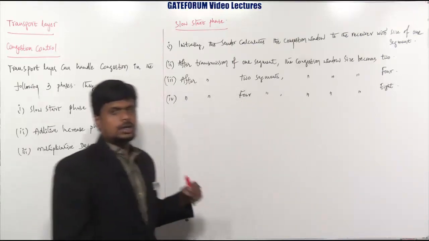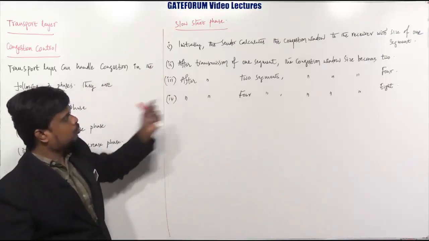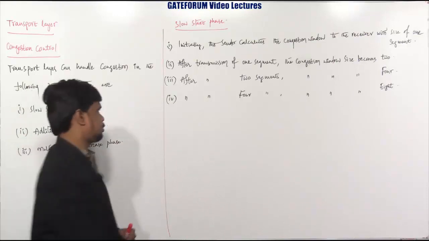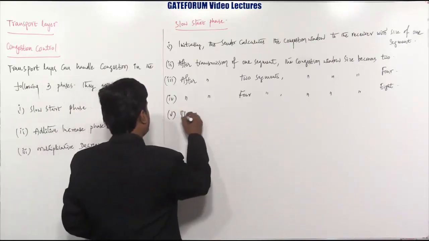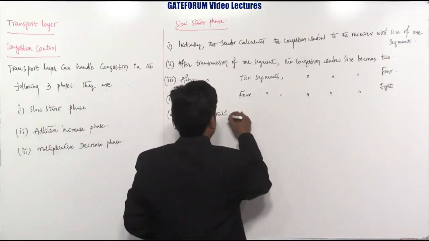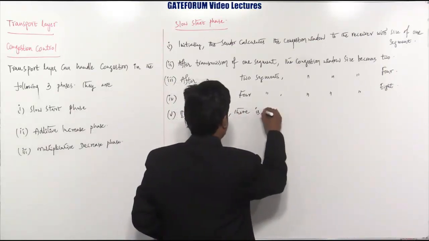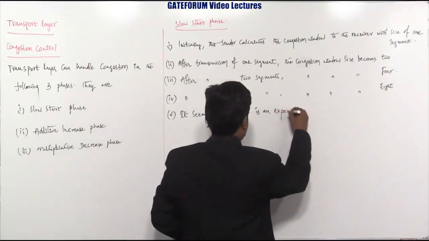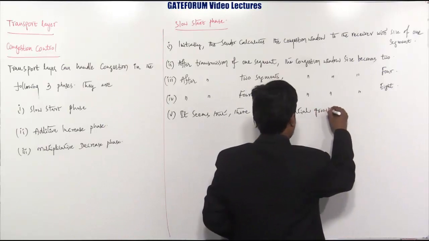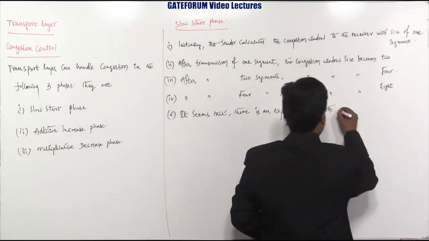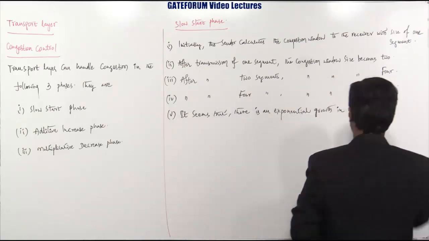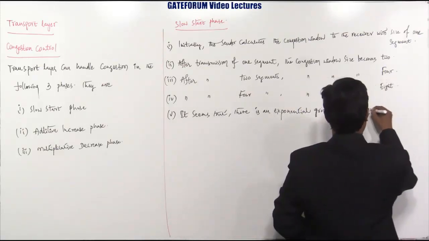If you observe these 4 points, we can easily conclude that there is an exponential growth in the congestion window size. That is my fifth point: there is an exponential growth in the size of the congestion window.